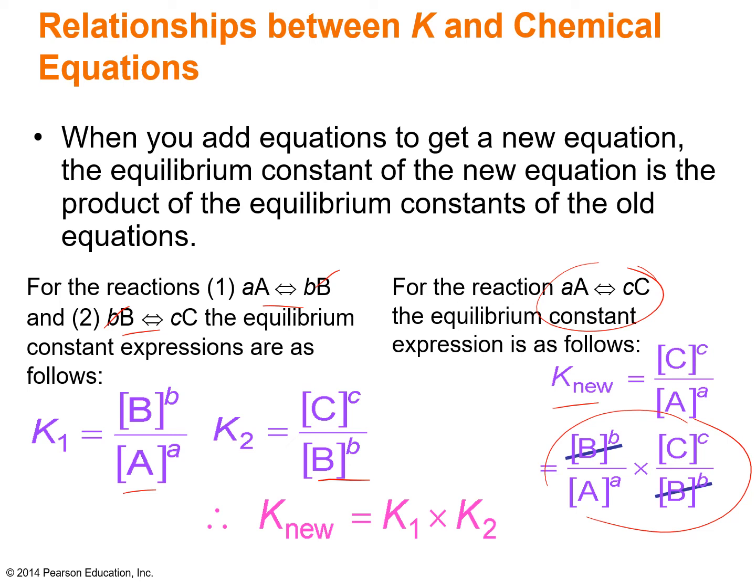So what are we doing here? In a sense, we're taking the equilibrium constant of that first reaction and multiplying it by the equilibrium constant of that second reaction. And that's what gives us this down here. So instead of doing all that, all you have to do is multiply those two K values by each other to get the new equilibrium constant.